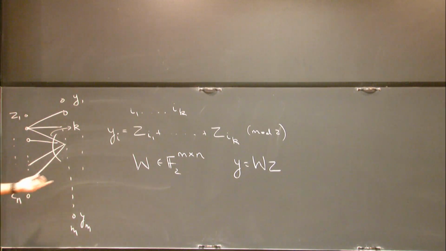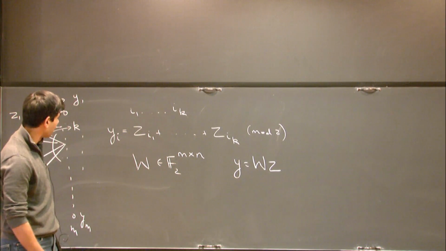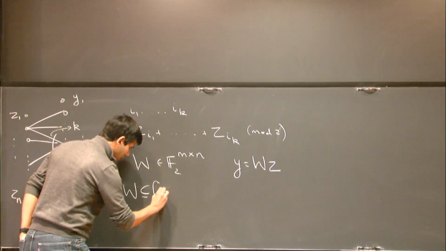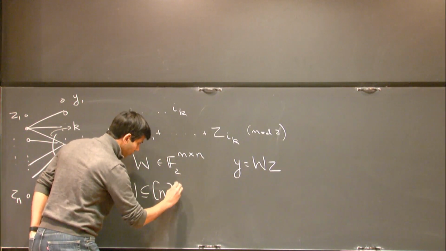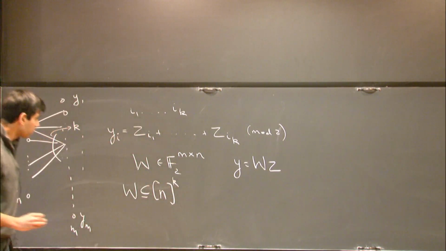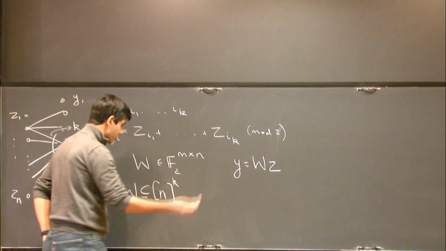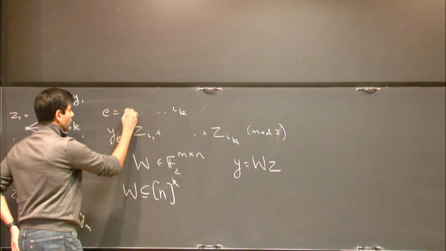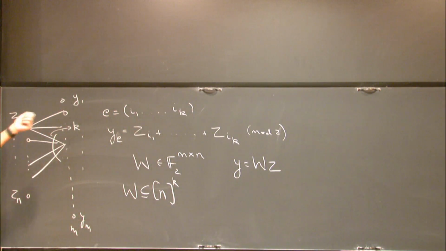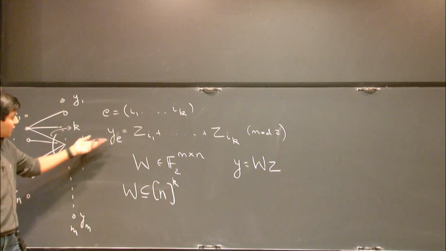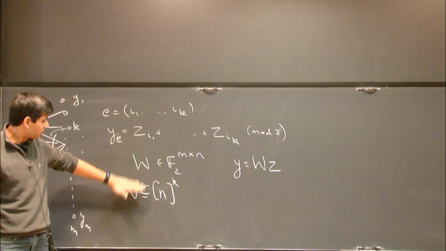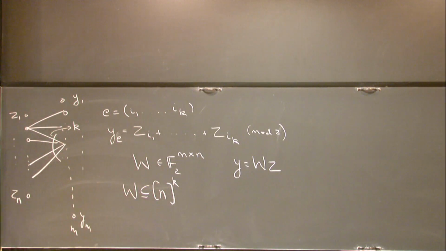I'll think of this W in a couple of ways. I'll overload notation a little bit. I'll think of it as a matrix, but I'll also think of W as a collection of tuples of size k. So you can think of it as an ordered hypergraph. I'll think of this as an ordered edge or a tuple, and I'll use E for that notation. So I'll just overload the notation a little bit. I'll think of it simultaneously as the incidence matrix and an ordered hypergraph. Okay. Questions?